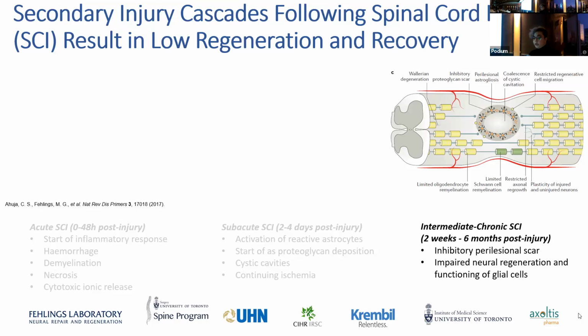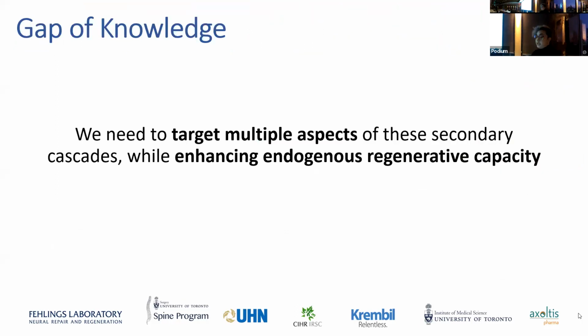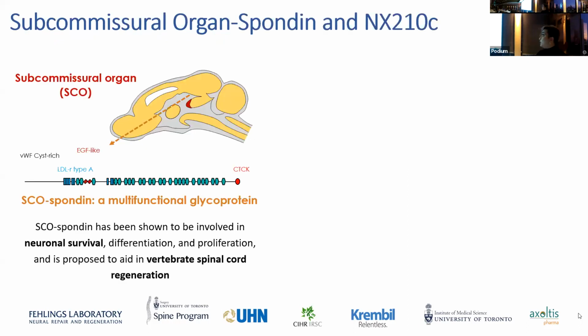That, paired with the pro-inflammatory environment following spinal cord injury, impairs neural regeneration as well as the functioning of glial cells, overall creating an environment that impairs patient recovery. So we need to be able to target multiple aspects of these secondary cascades while also enhancing endogenous neural regeneration and recovery. My project employs a small peptide drug derived from the subcommissural organ spondin protein. The SCO-spondin protein is present during human neurodevelopment and has been shown to be involved in neuronal survival, differentiation, and proliferation, and is proposed to be involved in vertebrate spinal cord regeneration.